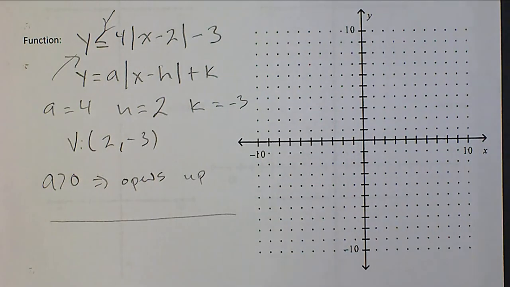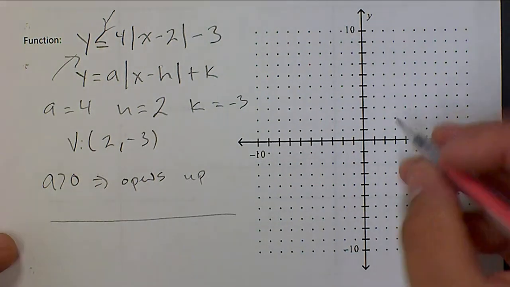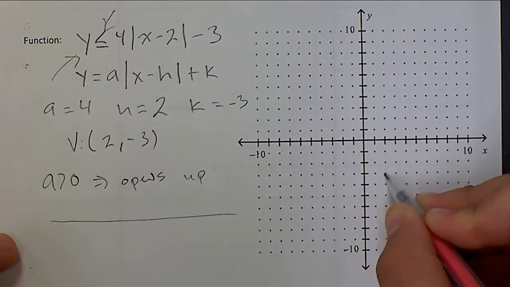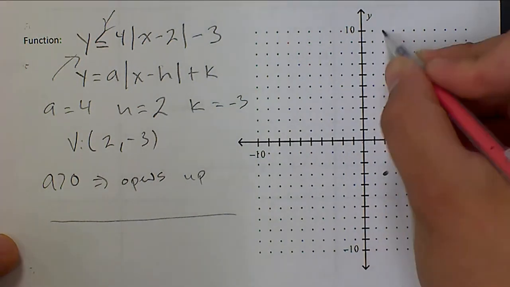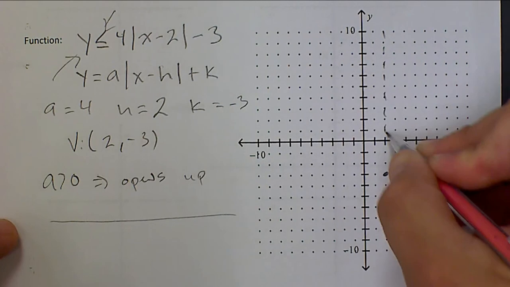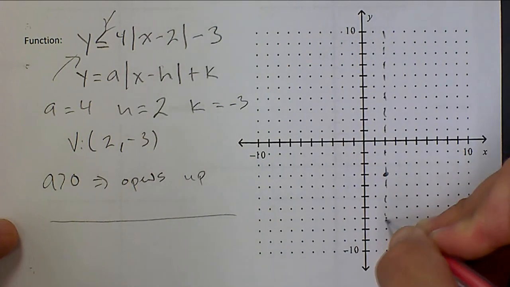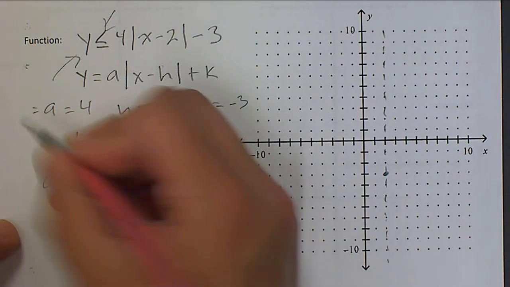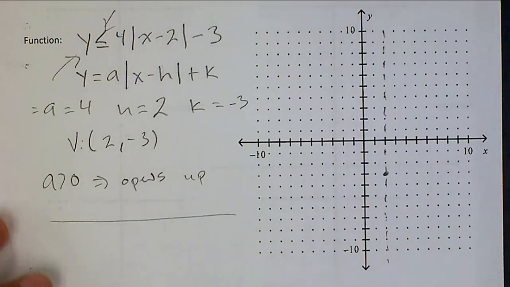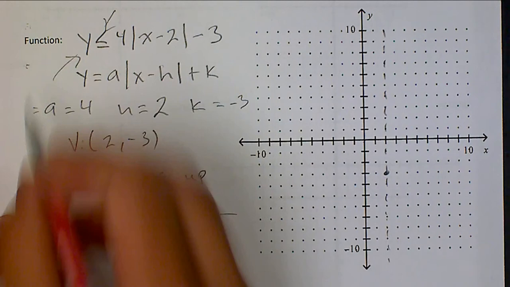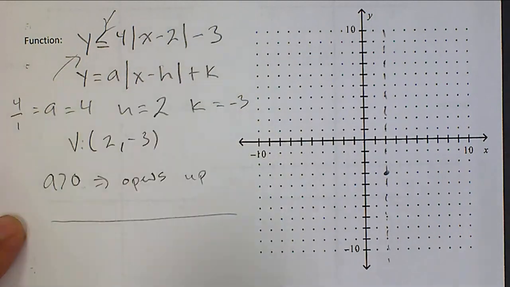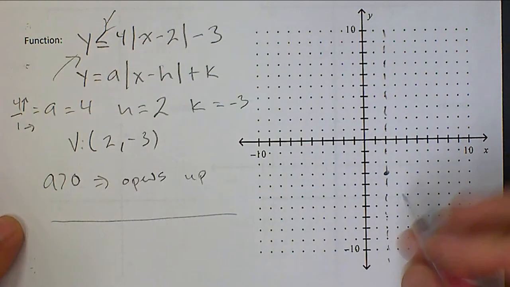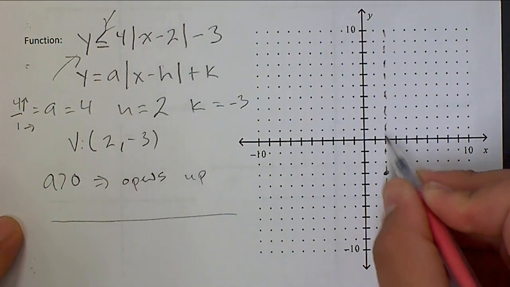Okay, I got all my information. I'm going to go ahead and plot the vertex. Go over to the right 2, down negative 3. Here's my vertex. Then I use a vertical dotted line just to give me a sense of where my axis of symmetry is. I use a like slope. It's not slope for absolute value functions, but since a is equal to 4, I can write this as 4 over 1. That means I go up 4, 1, 2, 3, 4, to the right 1.